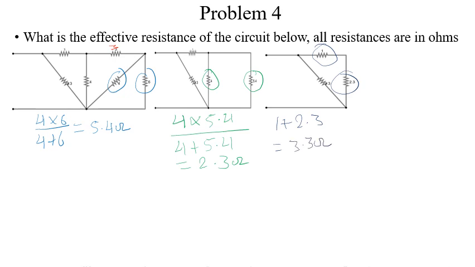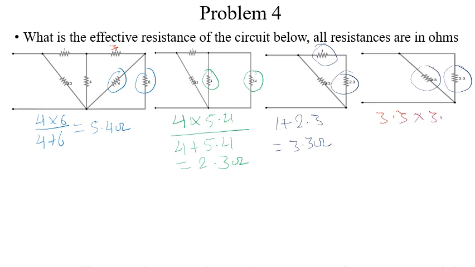So what do we do? We now redraw our final circuit again, to really know what is happening. Then our final circuit is redrawn. So realize that this 3.3 and this 3.3, they are all in parallel. So also resolve that to get our final answer. So it becomes 3.3 times 3.3 all divided by 3.3 plus 3.3.